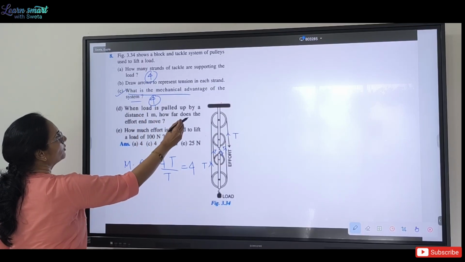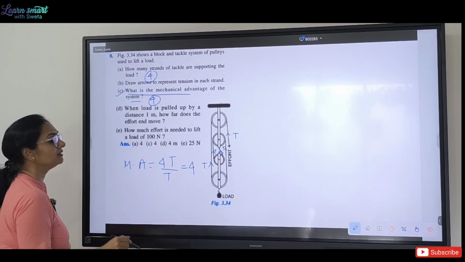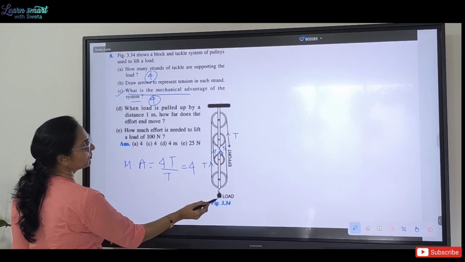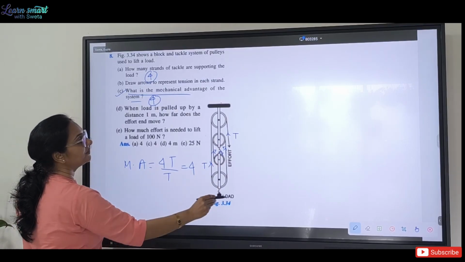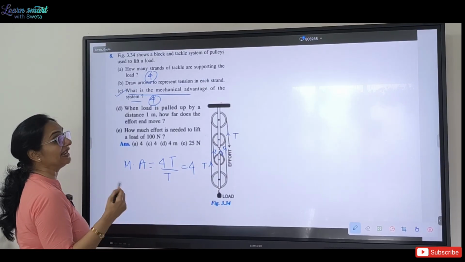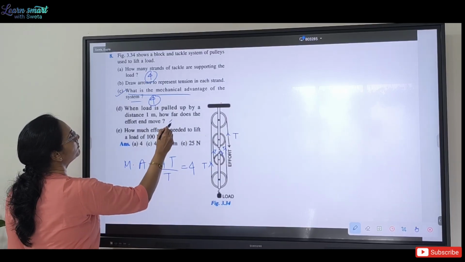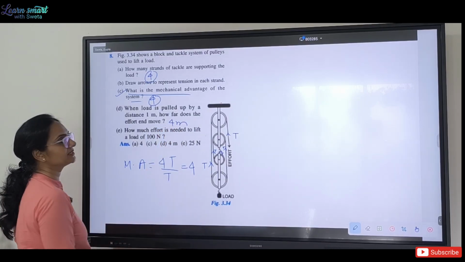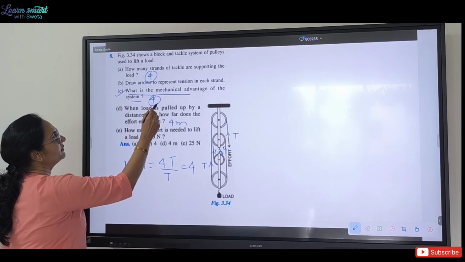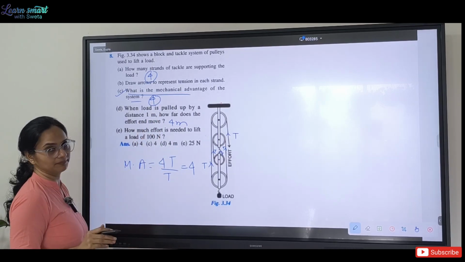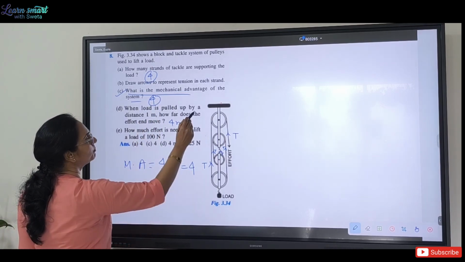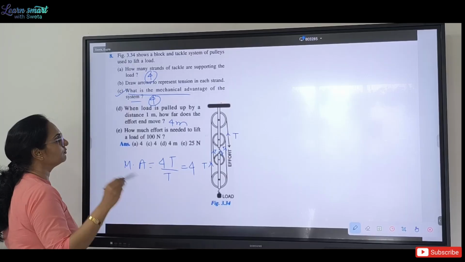Then, when load is pulled up by a distance of 1 meter. So again you have to remember, if load is pulled up by a distance of 1 meter, effort goes down by n times. N is the number of pulleys. So there are 4 pulleys. So effort will move 4 meter. If load rises up by 1 meter, the effort will go down by 4 meter. It depends on the number of pulleys. 4 pulleys, so it will go down by 4 meter.